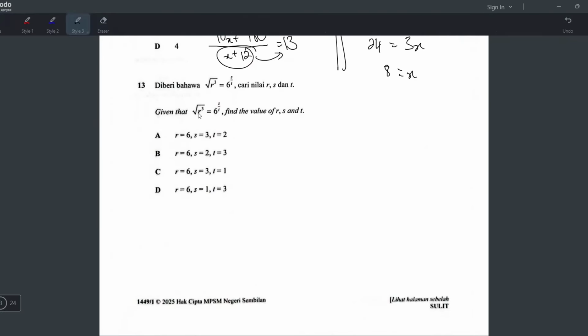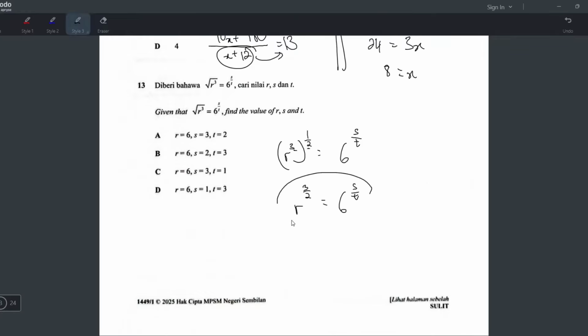Okay, 13, given that square root R power 3 equals 6 power S over T, find the values of R, S, and T. Okay, first of all, I will change the square root to power 1 over 2. So make sure you know that square root is actually power 1 over 2. Then if it's a cube root, then it's power 1 over 3. On the other side is S over T like that. So when the powers are side by side, we can actually multiply. So it becomes 3 times 1 over 2, which is 3 over 2, and 6 power S over T.